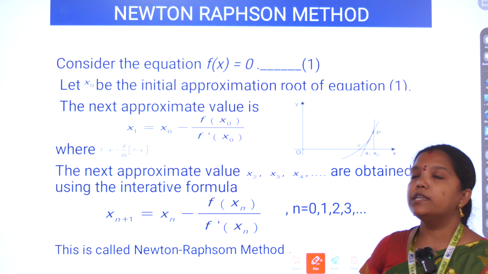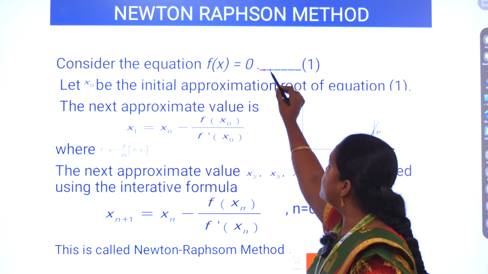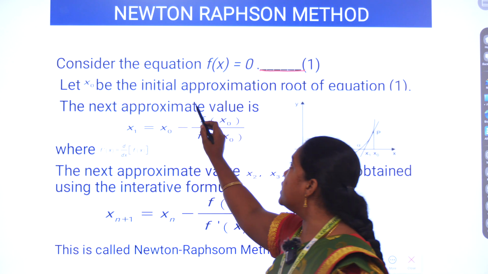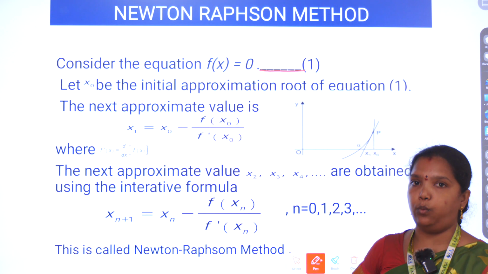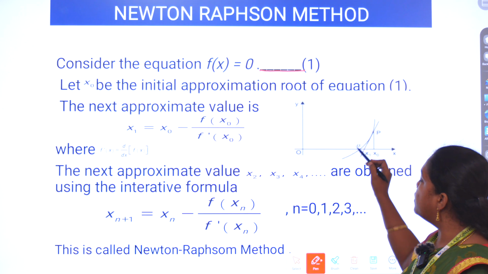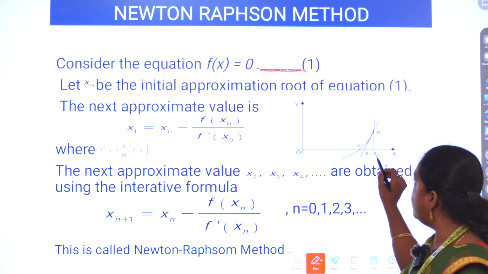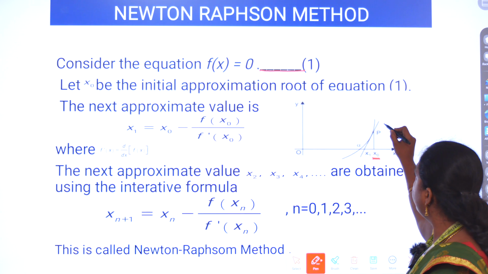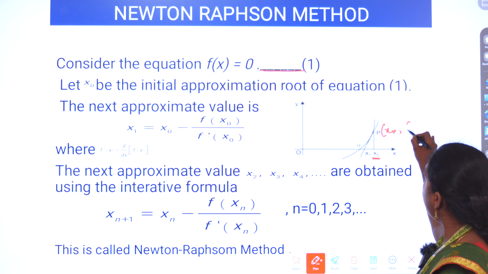Consider the equation f of x equal to 0. Assume that to be as equation 1. Let x naught be the initial approximation root of the equation. See, there is a curve with alpha be the root of the equation and x naught be the initial root of the equation. Let p be the point x naught comma f of x naught.